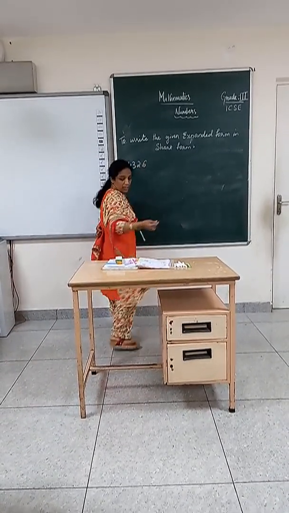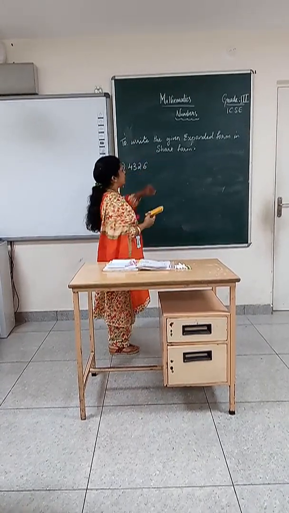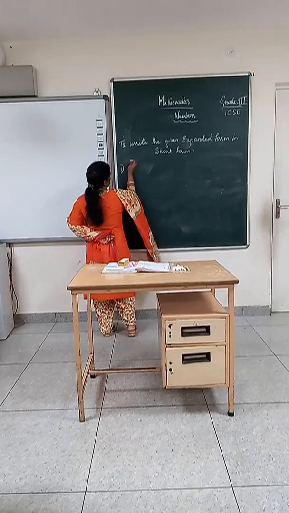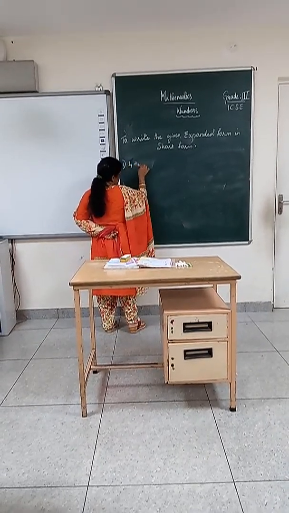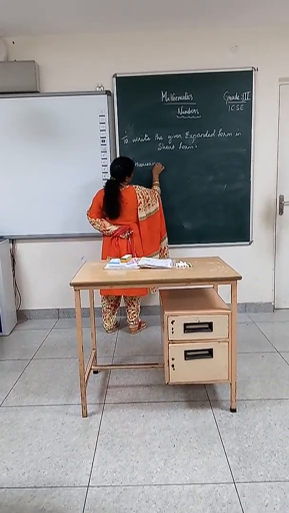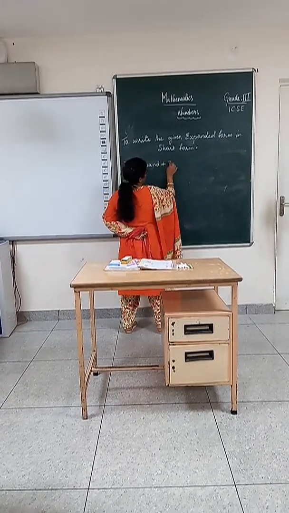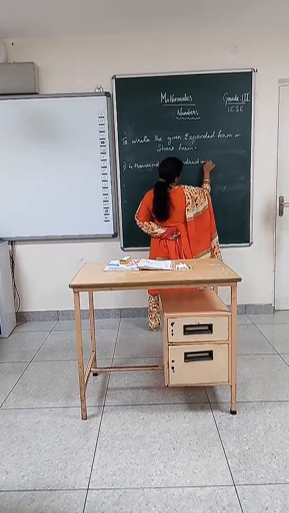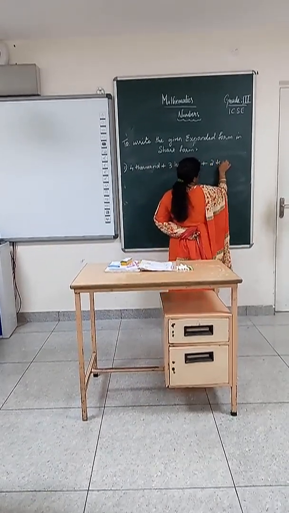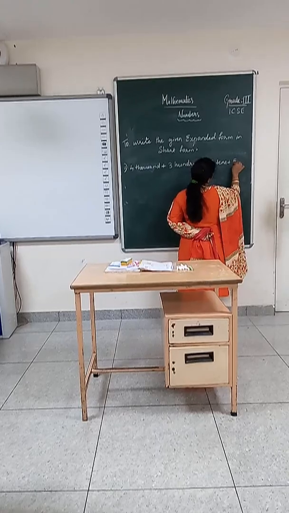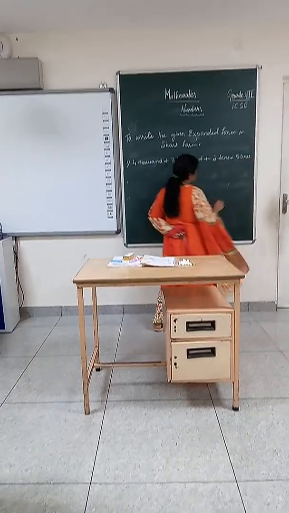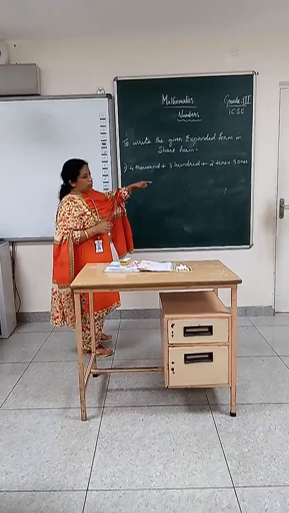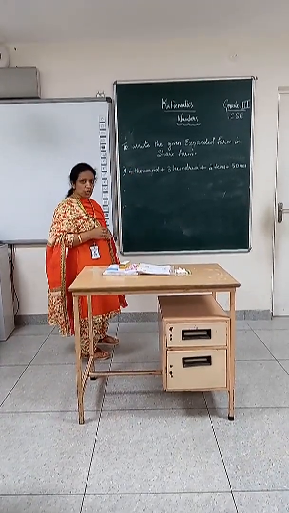4,326. Sorry, it has to be written in the expanded form. So I am going to write it now. 4,000 plus 300 plus 2 tens plus 5 ones. So you can see, children, it is given in the expanded form. Now we are going to write it in the short form.